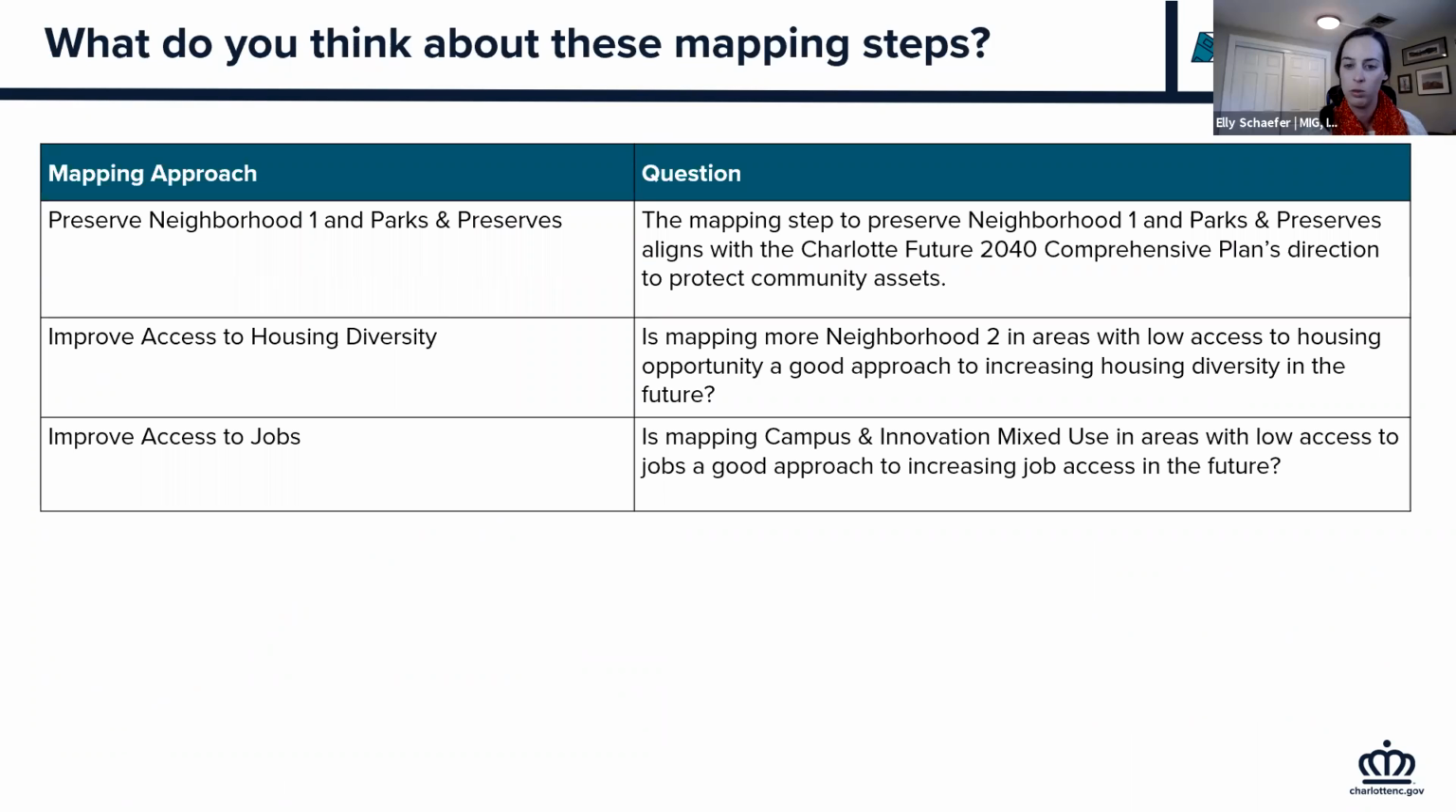Okay, so here we've got another poll question. This one is: is mapping campus and innovation mixed use in areas with low access to jobs a good approach to increasing job access in the future? And again, this is really a citywide mapping approach question. We recognize there's limited opportunities based on existing development and other factors for these two place types in this area in particular.